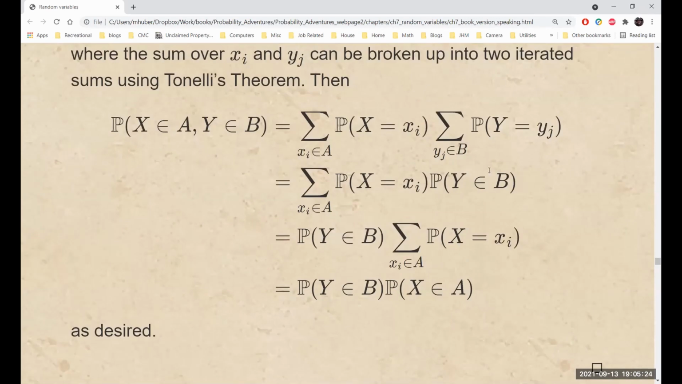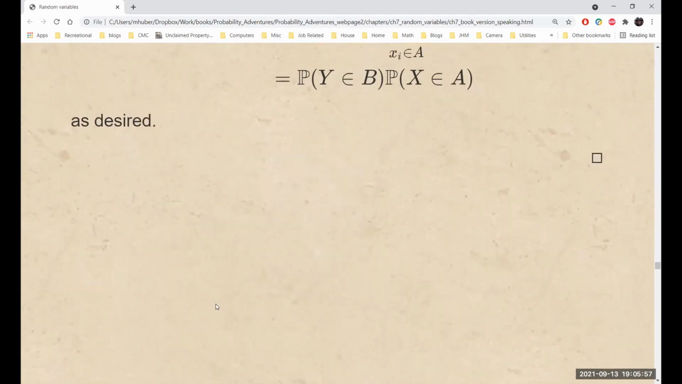Once we're in here, notice that when we sum over the probability that Y equals y sub j for all y sub j in the set B, we just end up calculating the probability that Y is in B. But now that doesn't depend on x sub i, so we can bring that out of the sum. And we're left with a sum that is just telling us the probability that X is in A. Therefore, the probability that X is in A and Y is in B is the product of the probabilities that X is in A and Y is in B, exactly as we desired.